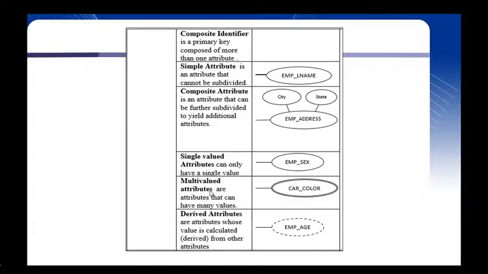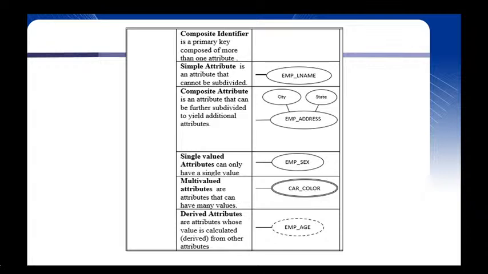On the other hand, we have multi-valued attributes. These are attributes that can have many values. An example for this is car color. So why it is called multi-valued attribute? Because of course, a car can have many colors. So a car could have three colors, combination of white, gray, and black, or maybe a car with a rainbow color, if that would be okay. So that's why it's called multi-valued attribute.